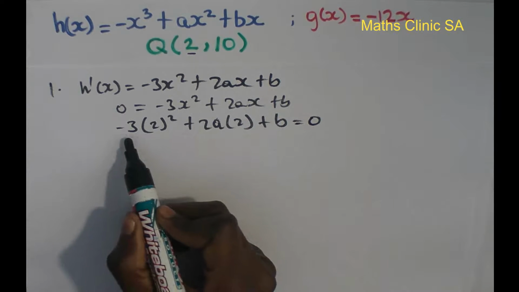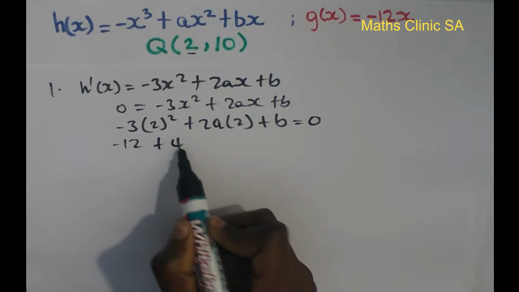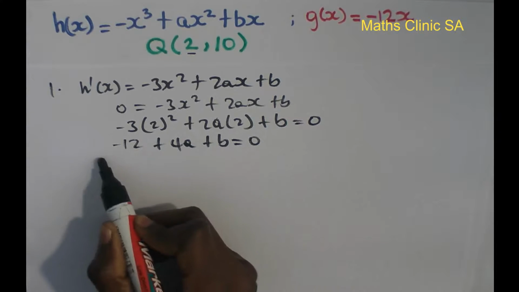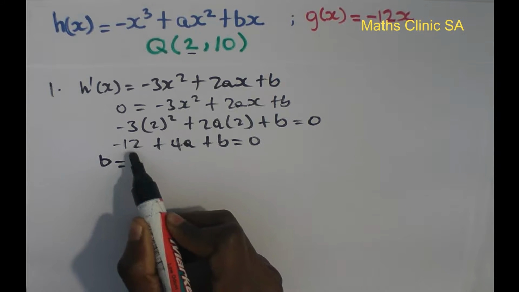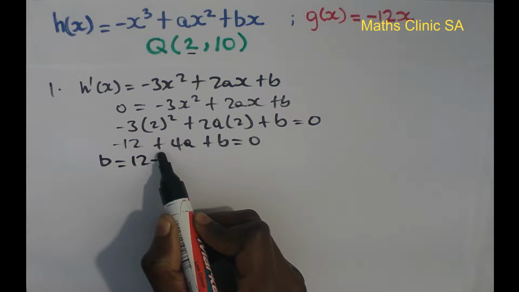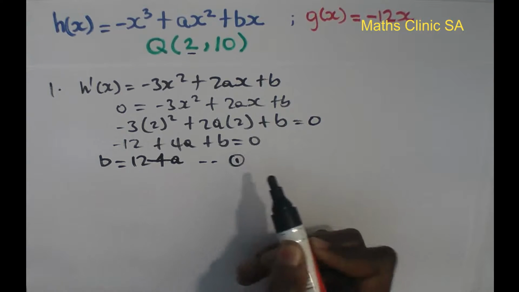I hope you understand. So it's negative 3 times 2 squared, which is 4, so it's negative 12 plus 4a plus b equals 0. Then solve for b: b equals 12 minus 4a. So that is our equation number 1.